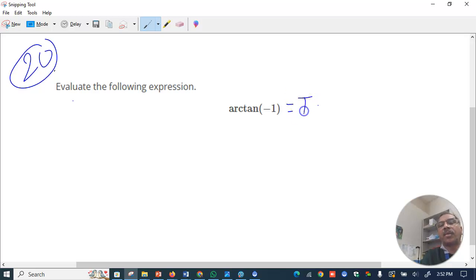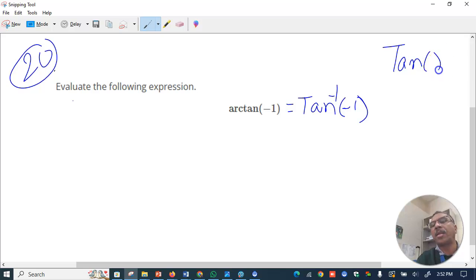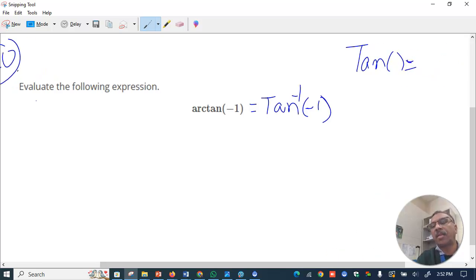Okay, now this one is problem number 20, arctan. That means the question asked is, what is tan inverse of minus 1? So you do know that tan of what? We need to know tan of what angle is 1. Just excluding the minus, and we know that it has to be tan of pi by 4, because tan pi by 4 is 1.